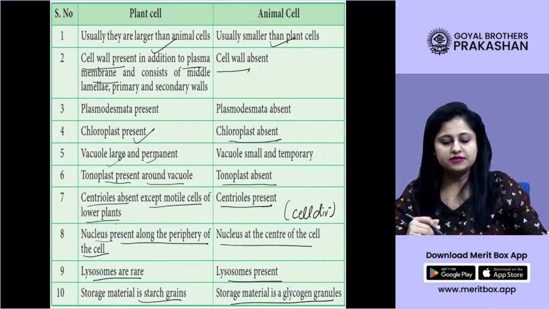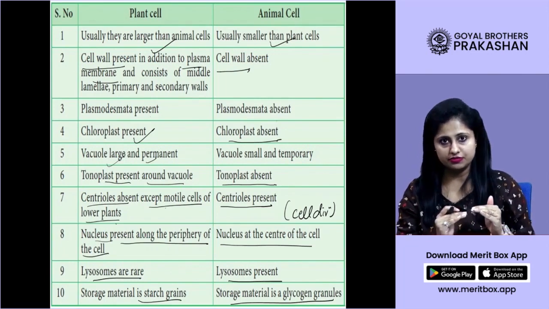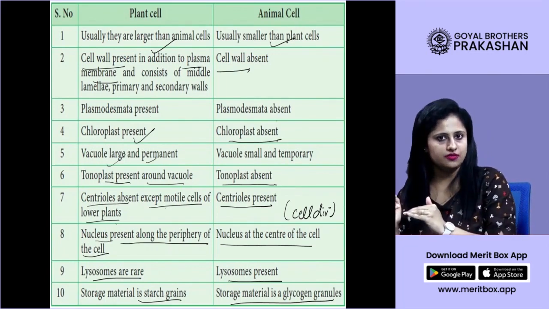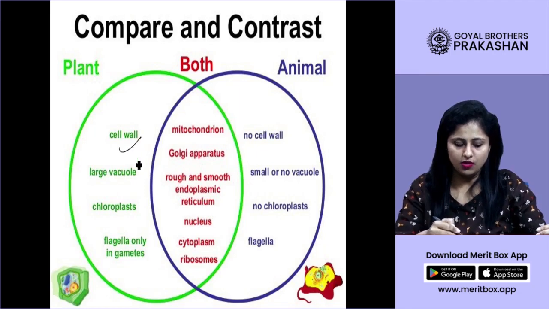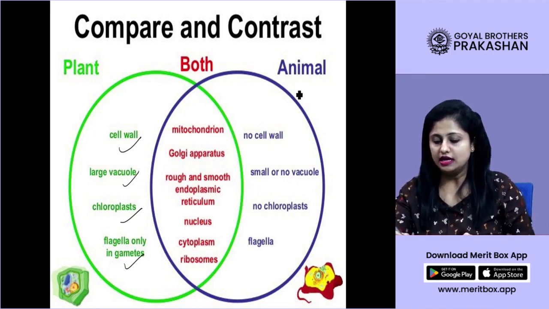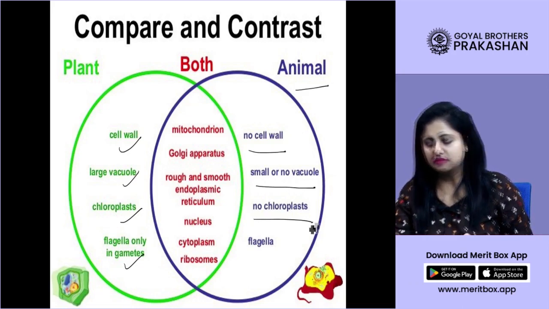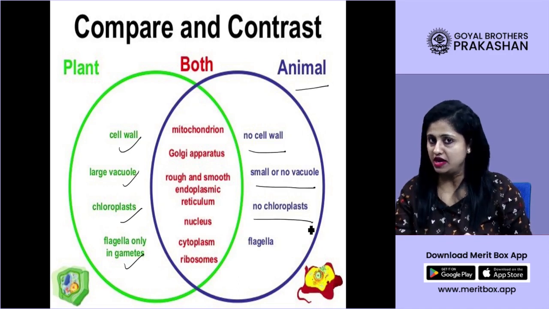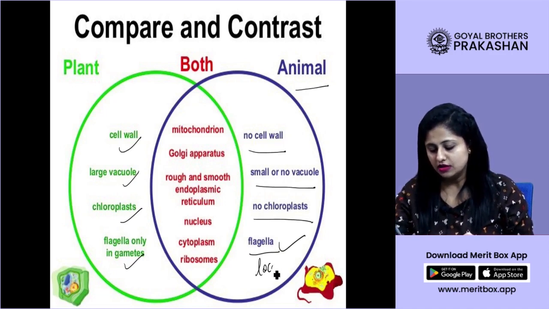There is one more major difference, the presence of mitochondria. Mitochondria are present in both, but they are fewer in number in plant cells and many in number in an animal cell. So this is the comparison: plant cells contain a cell wall, a large vacuole, chloroplasts, and flagella only in gametes. In animal cells, there is no cell wall, there is a small or no vacuole, and no chloroplasts are present, since photosynthesis doesn't take place in an animal cell. Flagella are present in an animal cell and help in locomotion, that is, movement from one place to another.